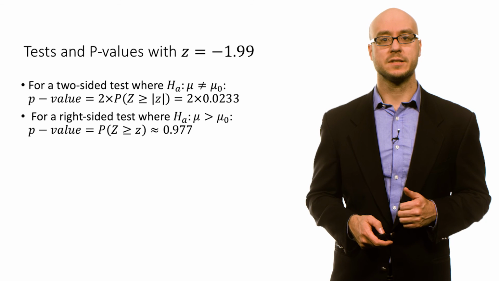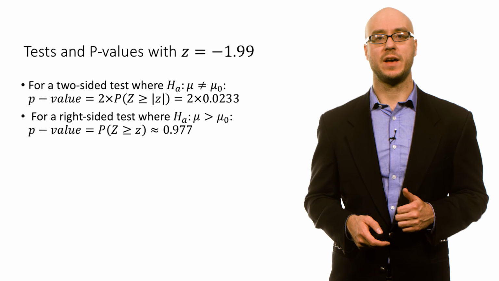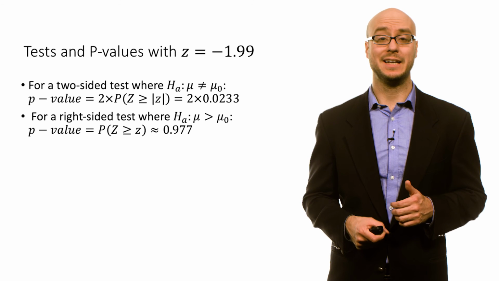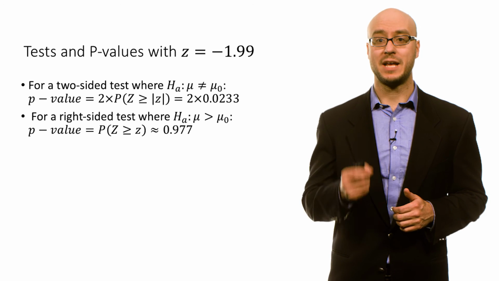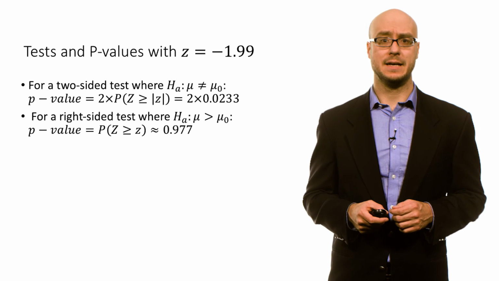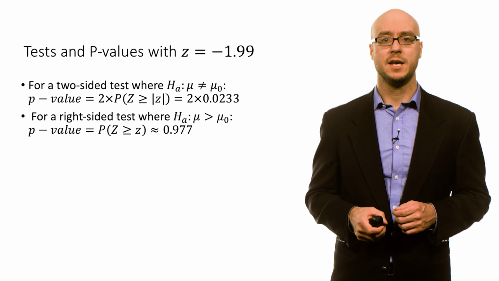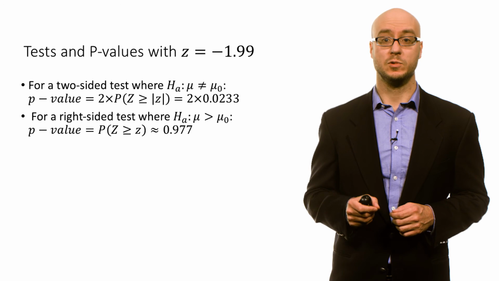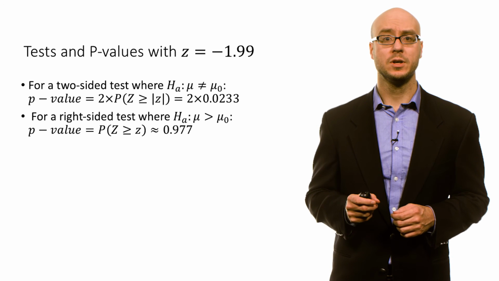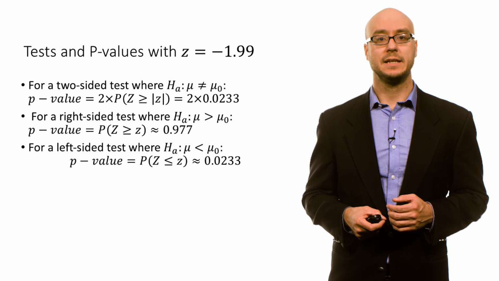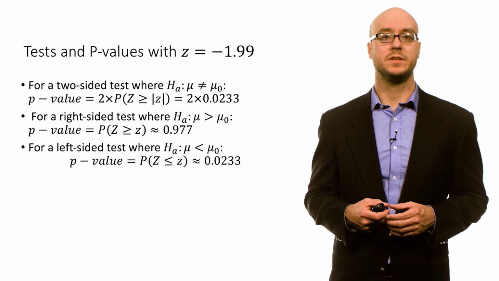For a two-sided test, where the alternative is that the population mean is not equal to the claimed value of the null hypothesis, the p-value is simply the probability of obtaining a z-test statistic greater than or equal to the one we obtained in absolute value, times 2. The absolute value of negative 1.99 is 1.99. And so when we multiply the probability of obtaining a z greater than or equal to 1.99, which is 0.0233, times 2, we obtain a probability value that is a little bit less than 0.05.